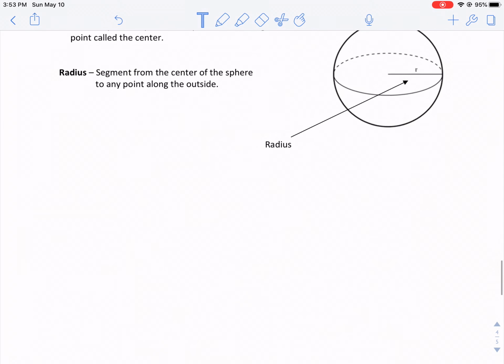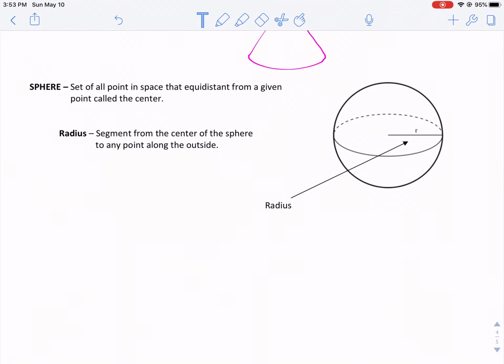The last one is a sphere. Just like a circle is all the points equal distance from a center in 2 dimensions, a sphere is the set of all points the same distance from the center. So every point along the outside is the same distance from that point, but it's now in 3 dimensions. Our distance from the center to any point on the outside is our radius, just like it would be of a circle. If it was 2 dimensions, it would be a circle.